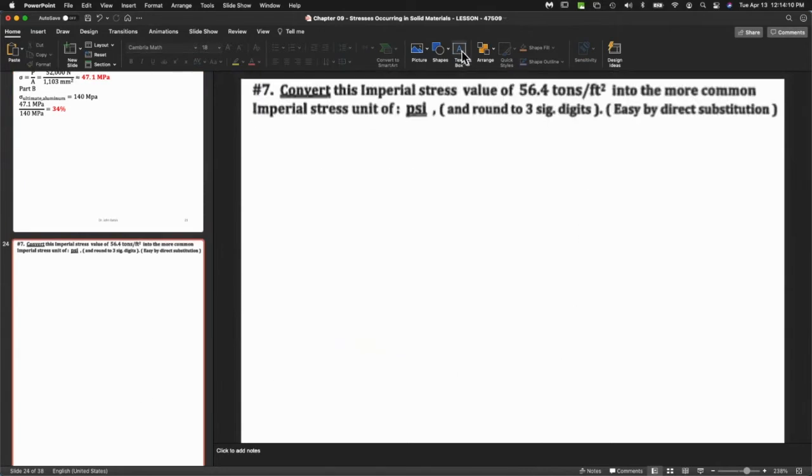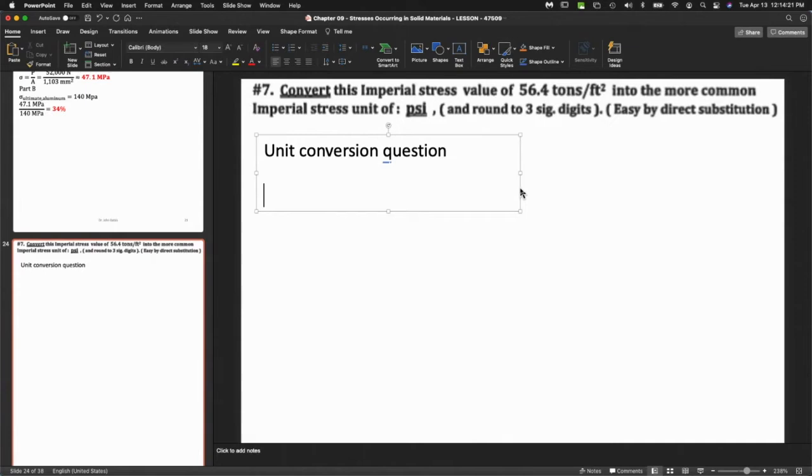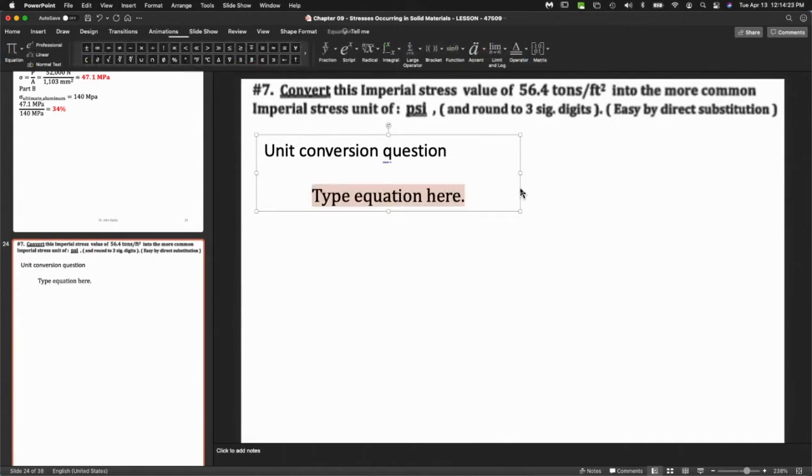Number 7. This is a unit conversion question. So I think that on your test, there is one question that has unit conversions, but it's not too dangerous. So I won't say it's as easy as this one, but it's comparable because it's just arbitrary units here of tons per square foot, and we want to convert to PSI.